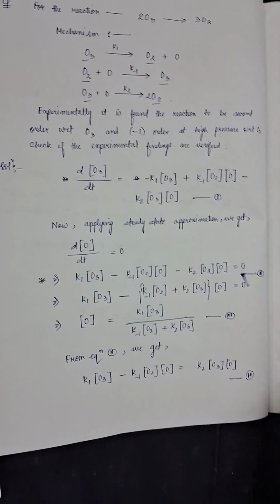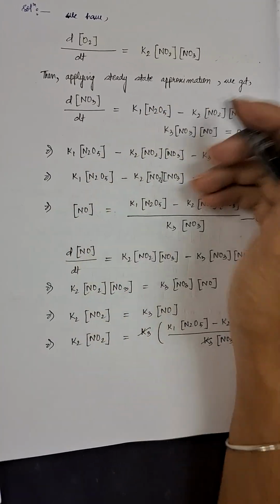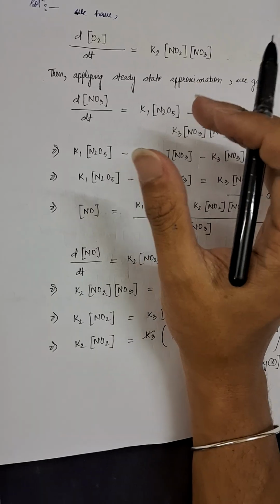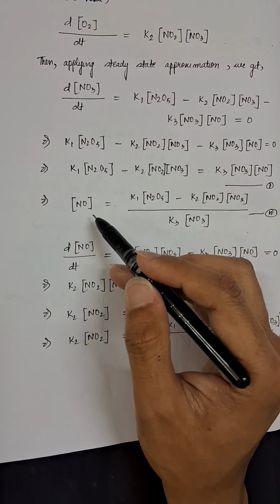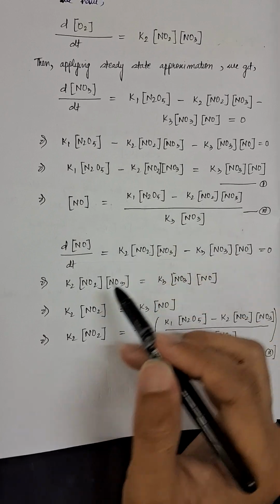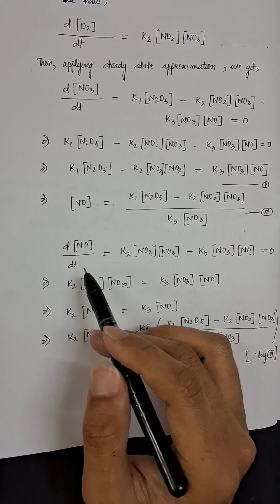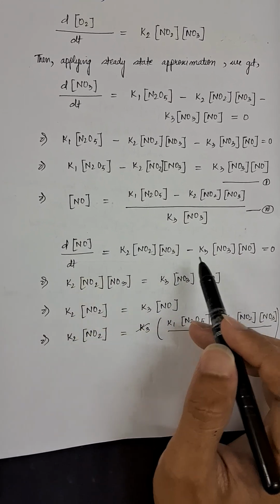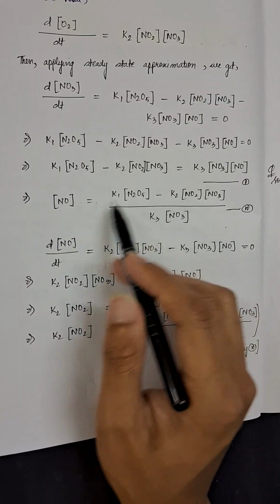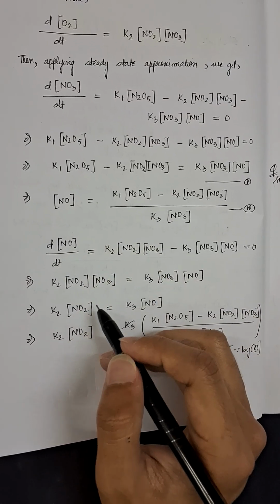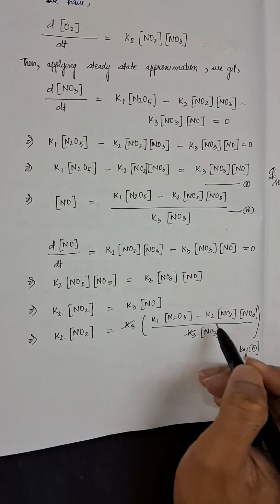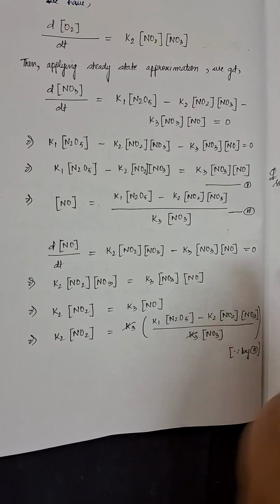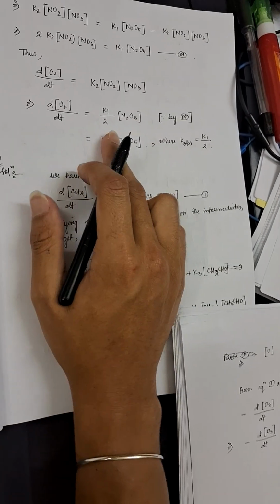But if there are two intermediates, use steady state approximation on any one of the intermediates, find the concentration of the other intermediate. Okay, and then apply steady state approximation on the other intermediate, and then use this value of NO. I put this one from equation number 2, and then I solve the equation to get the desired equation we wanted.